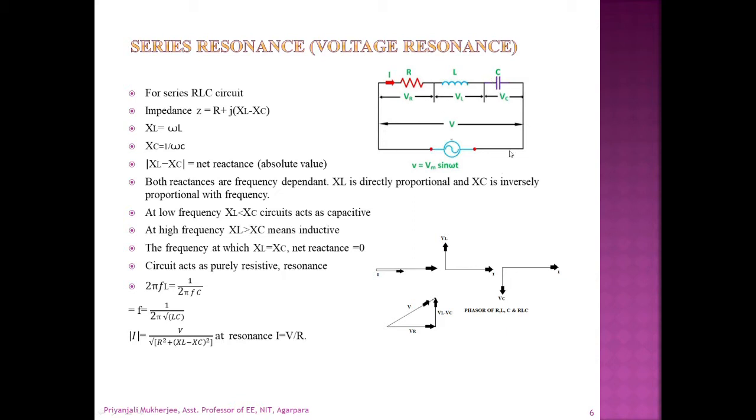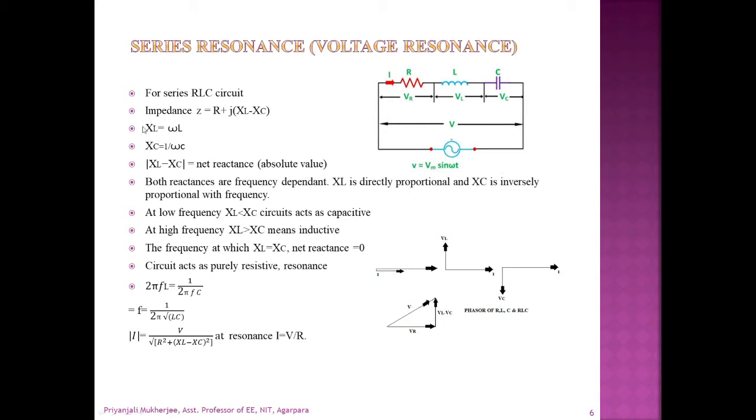Now, for this series RLC circuit, the total impedance is equal to R plus j into (XL minus XC), where XL is the inductive reactance and XC is the capacitive reactance. XL is denoted as 2 pi fL or omega L, whereas XC is 1 by 2 pi fC or 1 by omega C. The net reactance is the absolute value of the difference between the two reactances, so the sign of the result is considered positive no matter which of the two reactances is greater. That's why we consider the mod of XL minus XC.